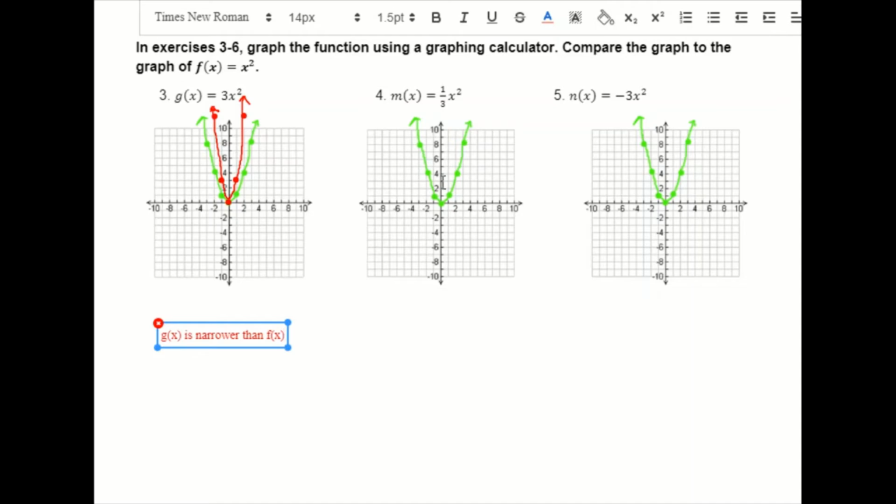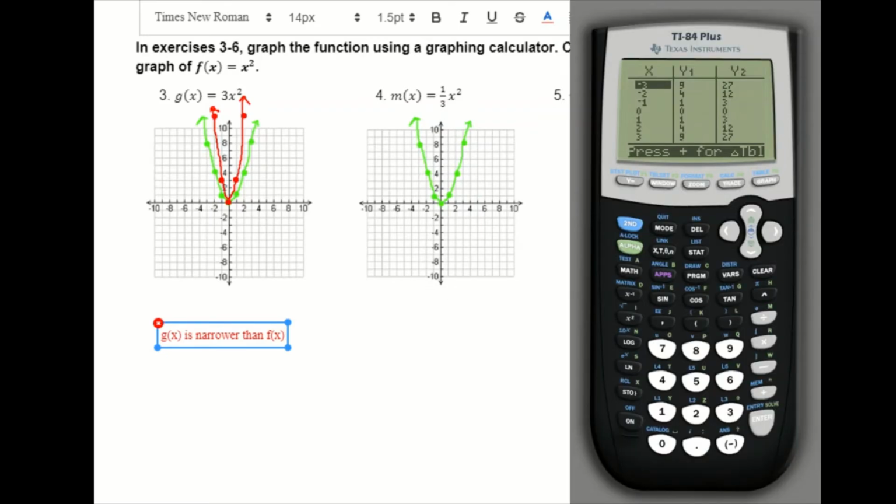As you can imagine, you could probably guess what's going to happen over here. This is going to be wider. So let's see how that plays out on the calculator. I'm going to delete the 3x squared and change that to 1/3 x squared.